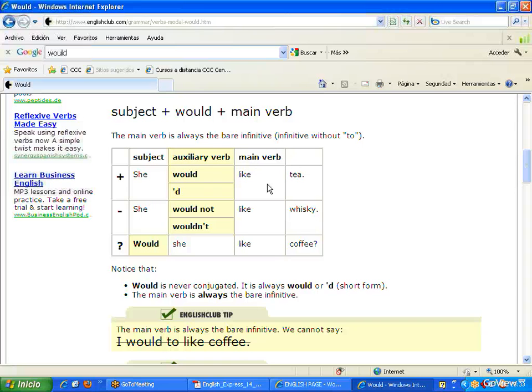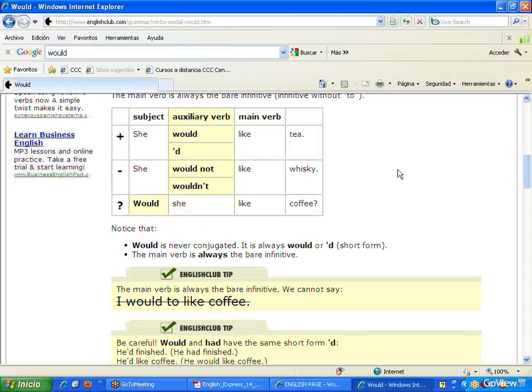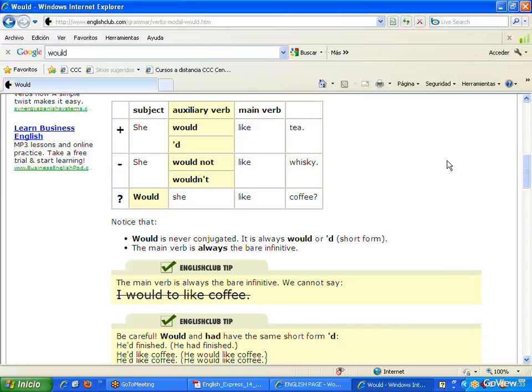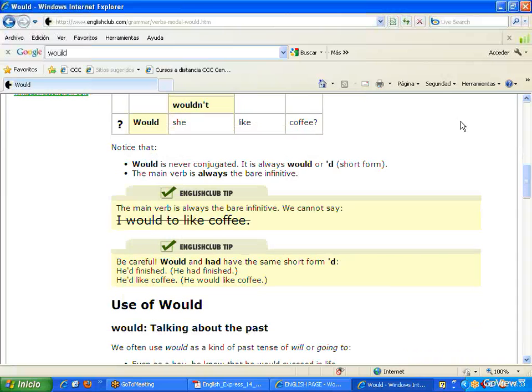Okay, now here's the contraction. She'd like tea. She wouldn't like whiskey. Okay? There are no contractions when we ask questions, okay? So here it says would is never conjugated. It is always would or short form. The main verb is always the bare infinitive. So you can't say, I would to like coffee. No. Solo I would like coffee.